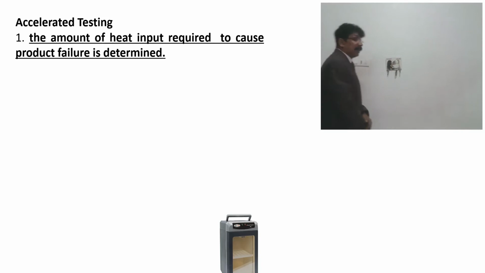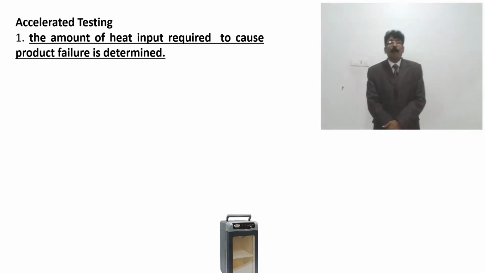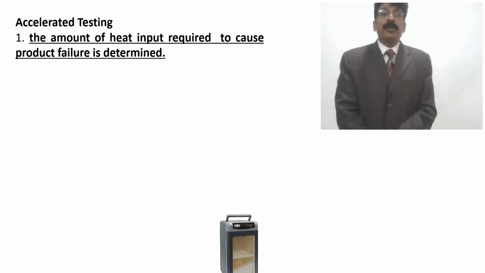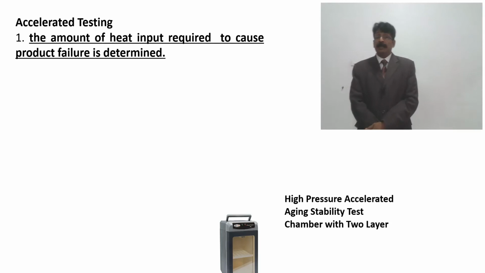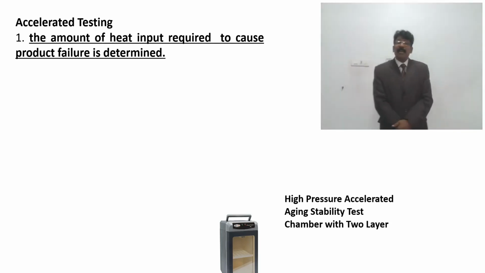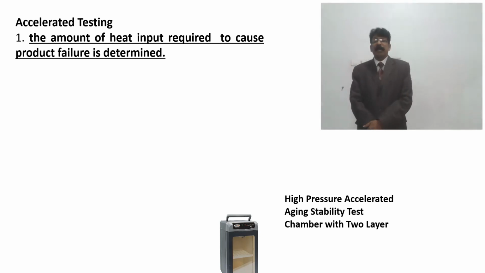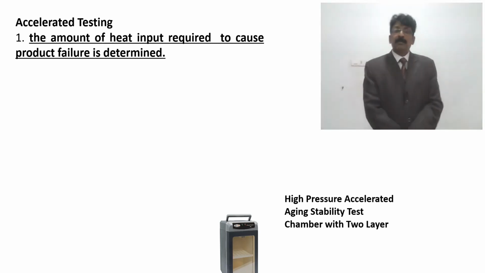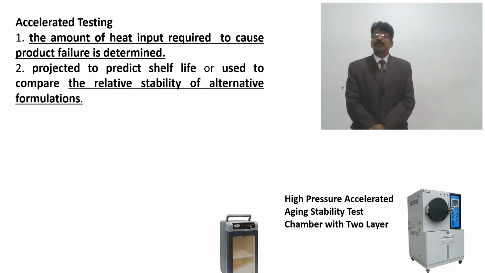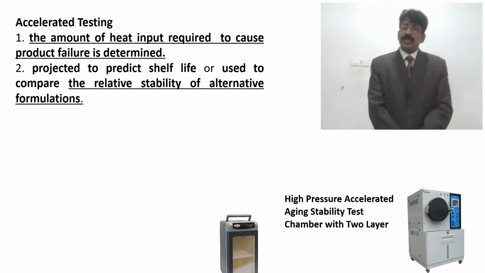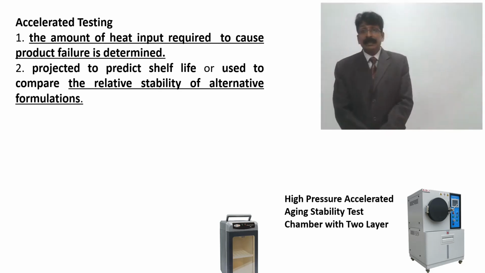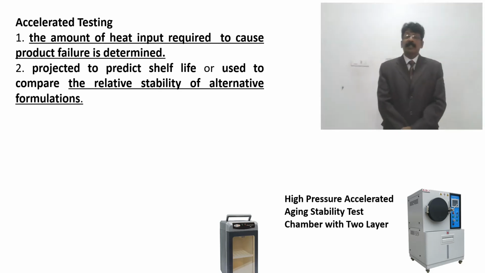Accelerated testing is where the amount of heat input required to cause product failure is determined. So that is what they did in the accelerated test. I have made it short. Some more points if you want to write about accelerated testing: a high pressure accelerated aging stability testing chamber with 2 chambers can be used, like the instrument shown in the video. This is another instrument we have seen, also having stainless steel chambers inside, and distilled water can be used to keep the humidity stable.